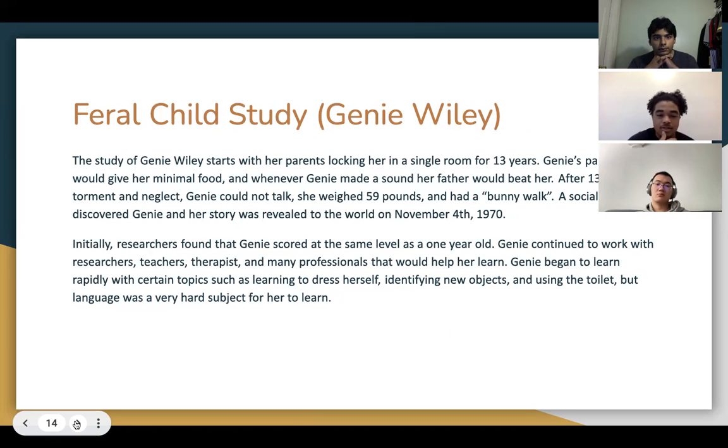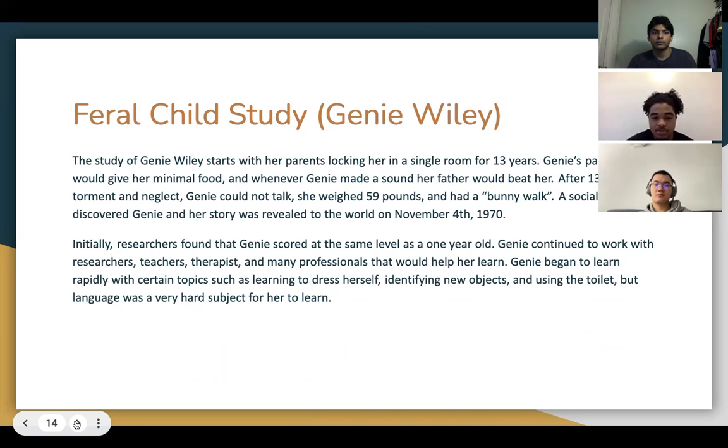The feral child study. The study of Genie Wiley starts with her parents locking her in a single room for 13 years. Genie's parents would give her minimal food, and whenever Genie made a sound, her father would beat her. After 13 years of torment and neglect, Genie could not talk. She weighed about 59 pounds, and researchers described her as having a bunny walk. A social worker discovered Genie, and her story was revealed to the world on November 4th, 1970.